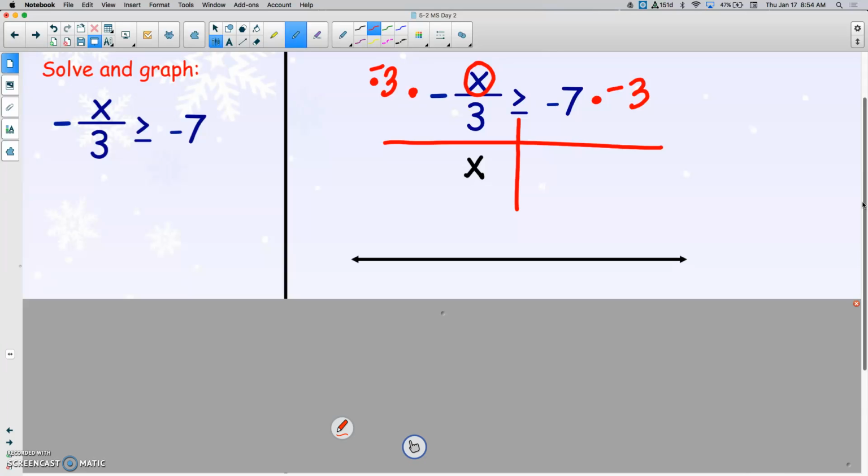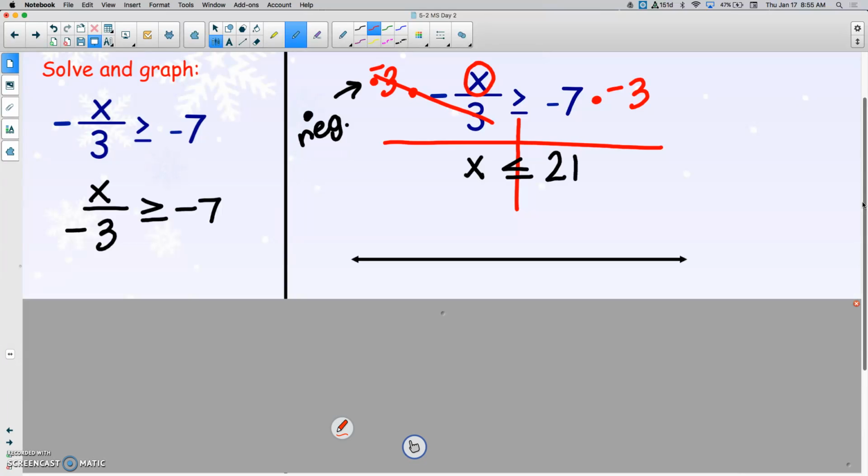So that means, because I'm multiplying by a negative, I am going to flip my symbol. So again, this is the same. This is the same right here. And I want to get rid of the 3 and the negative sign, so it benefits me to move that negative down to the bottom. Okay, so now that I'm multiplying by negative 3, I can cancel these out. Negative 7 times negative 3 is positive 21.